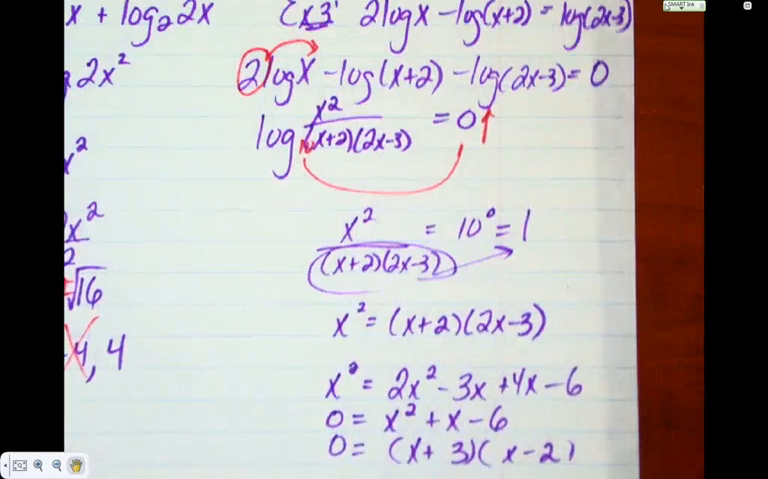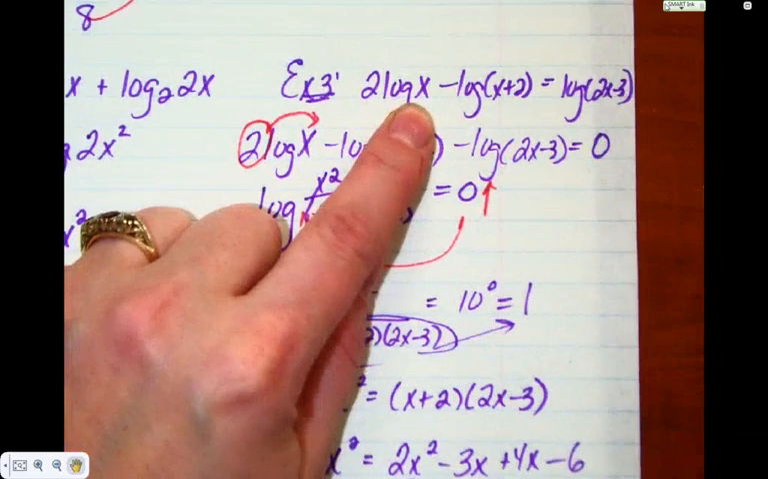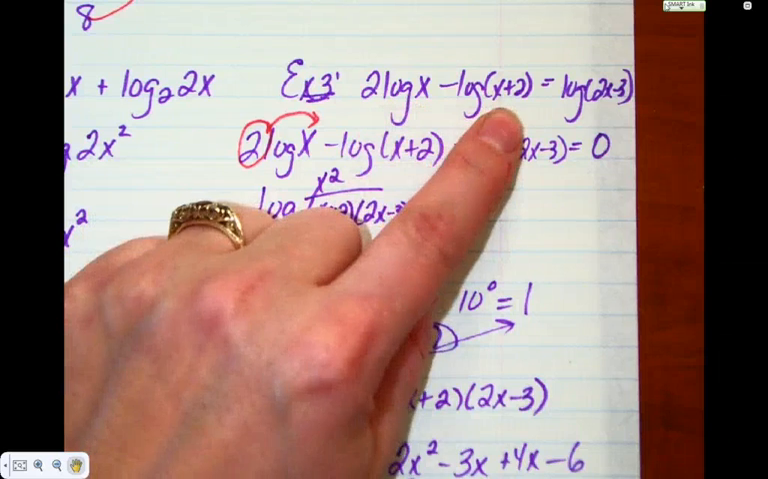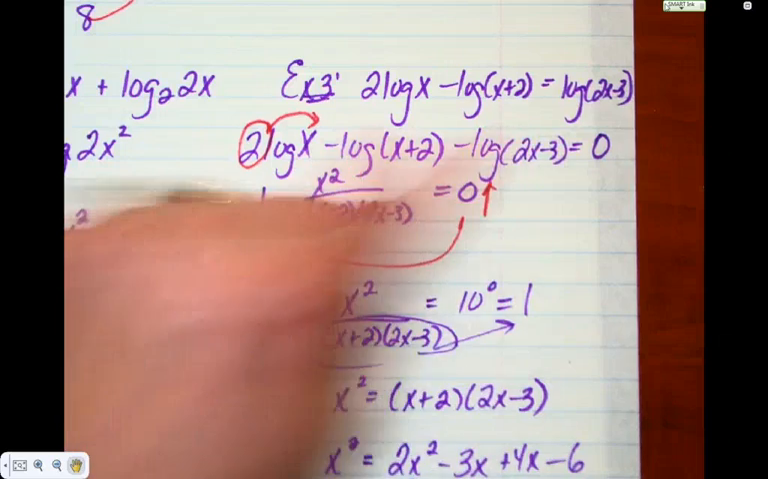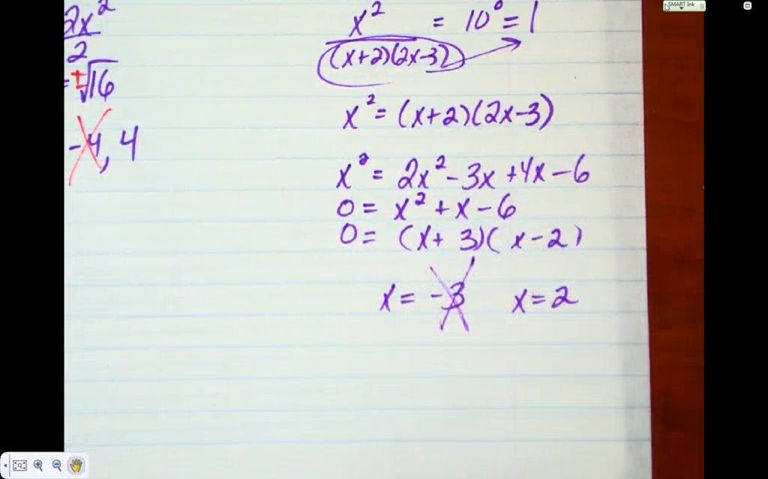Okay, so now we just check. If I put negative 3 in here, no good. What if I put it in here? What if I put it in here? No good. If it's no good anywhere along the equation, it's no good. Goodbye, negative 3. If it doesn't work in any of them, out. What do we call that? Extraneous. So what's the answer? 2.